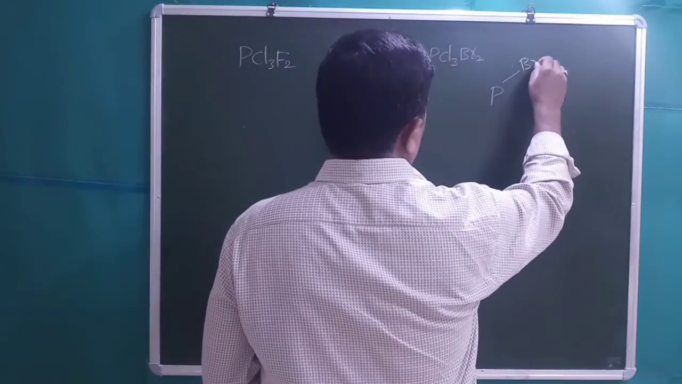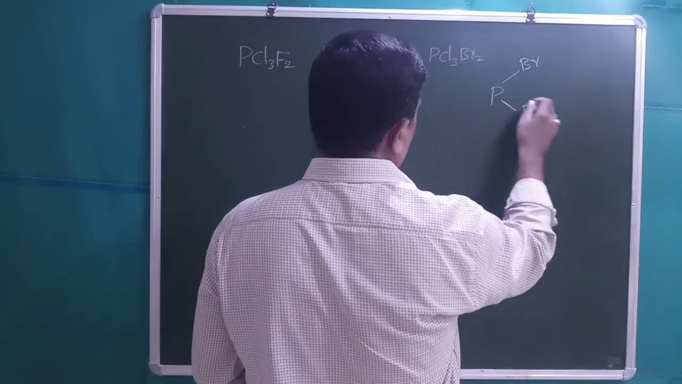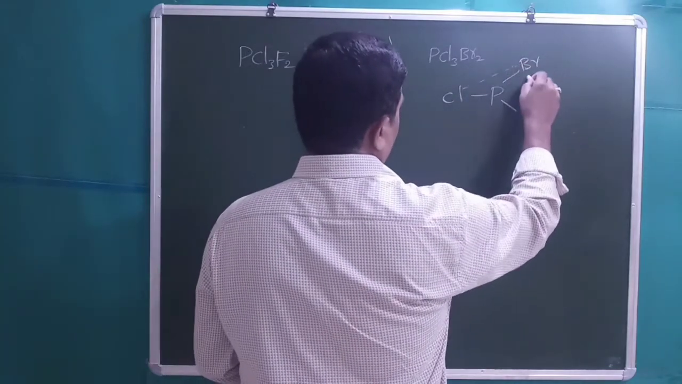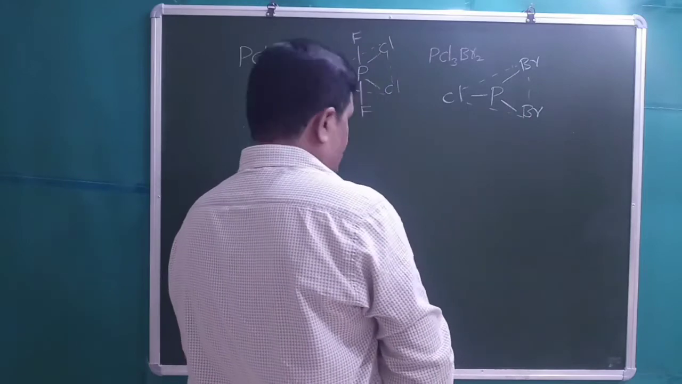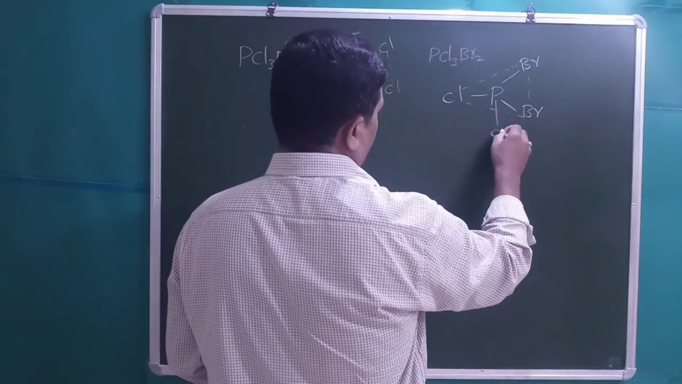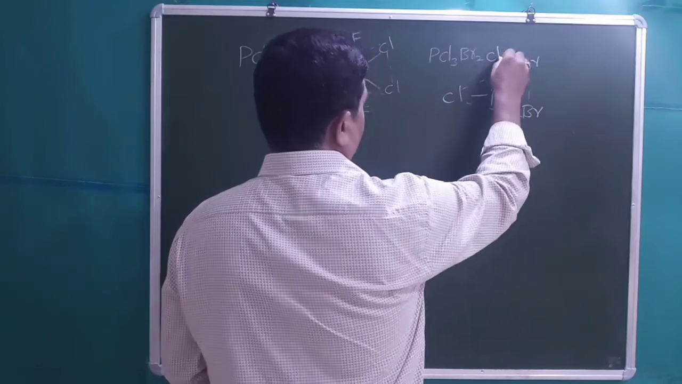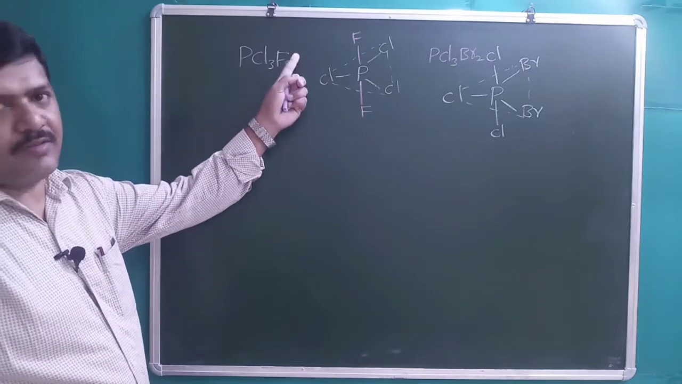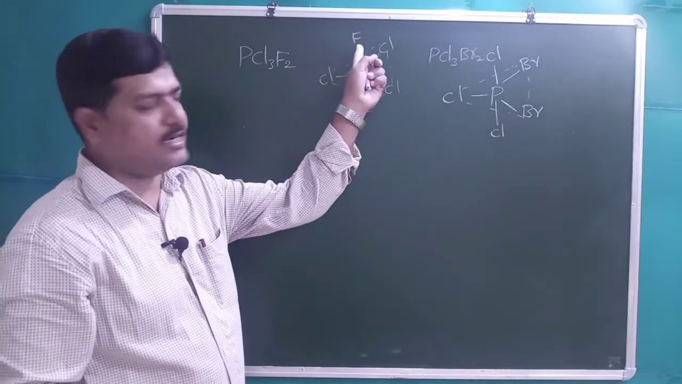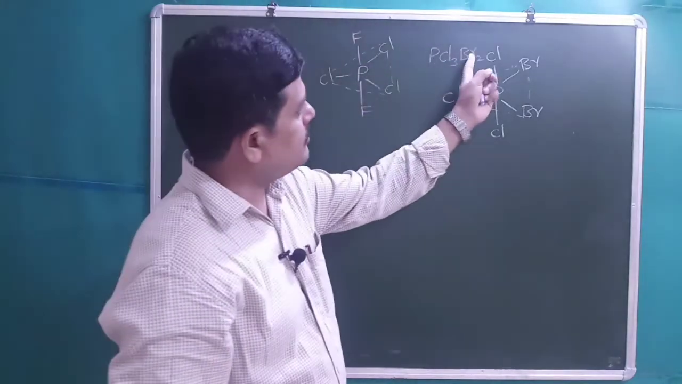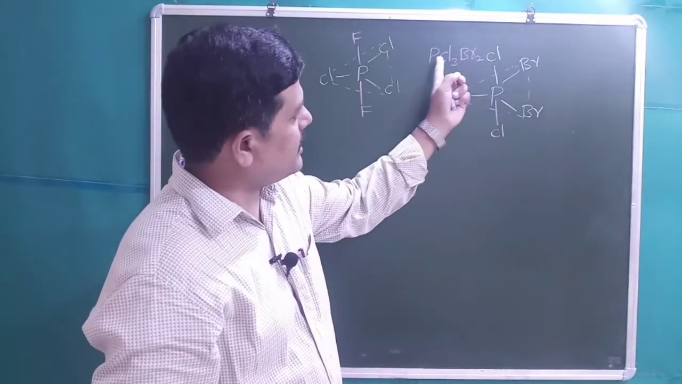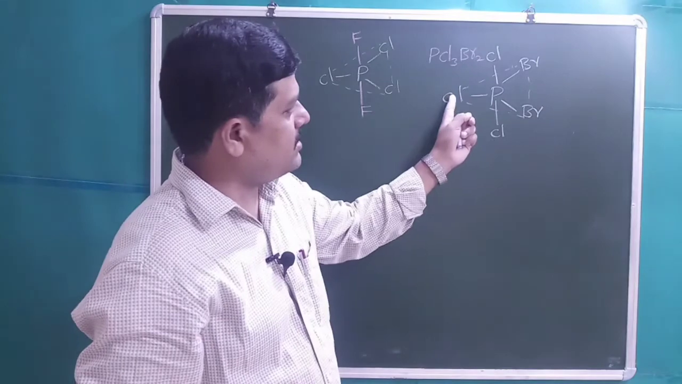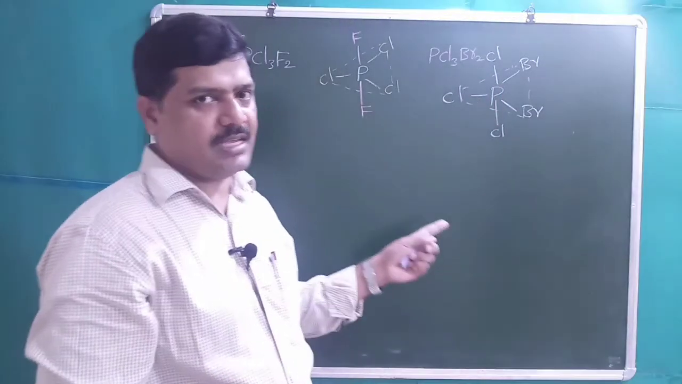Both the bromine atoms are present in the equatorial position along with one chlorine atom. This is known as the equatorial position, and two chlorine atoms are accommodated in the axial position according to Bent's rule, right? So this is the structure of PCl3F2, in which the more electronegative fluorine is accommodated in the axial position. Here bromine is less electronegative than chlorine, so bromine is accommodated in the equatorial position, with one chlorine in the equatorial and two chlorine atoms in the axial positions, right?